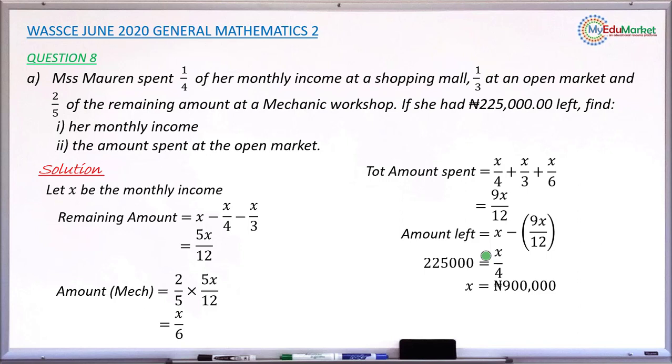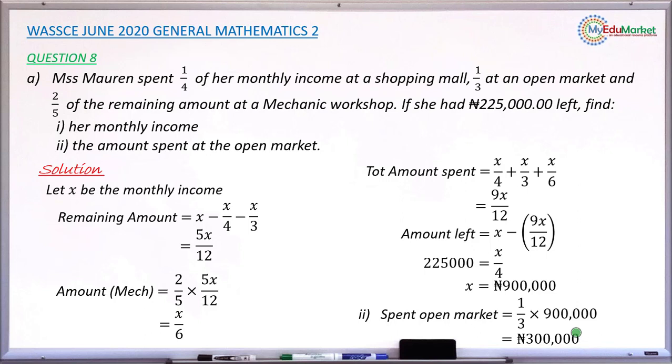We move to question number two. Question number two asks us to find the amount she spent at the open market, which the question already says is 1/3 of the income. And this income is now 900,000. So the amount spent at the open market is 1/3 multiplied by 900,000. Multiplication of these two numbers correctly gives 300,000. So the amount spent at the open market is 300,000. And that answers both questions.